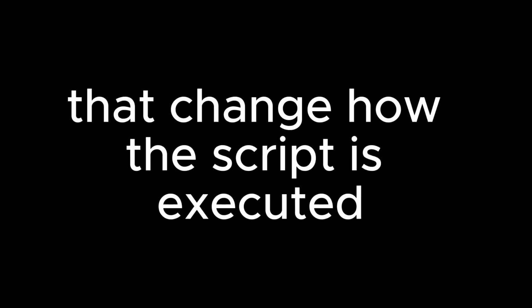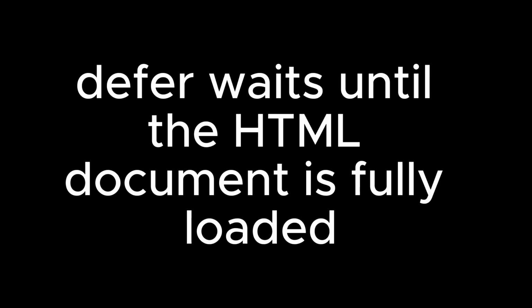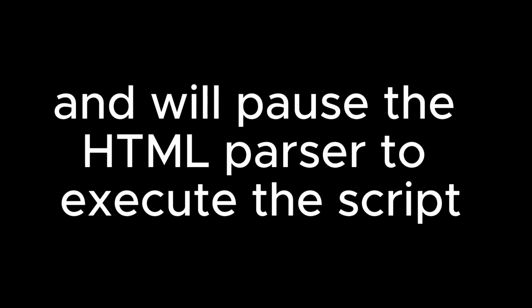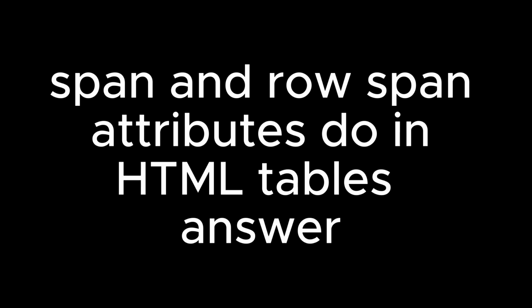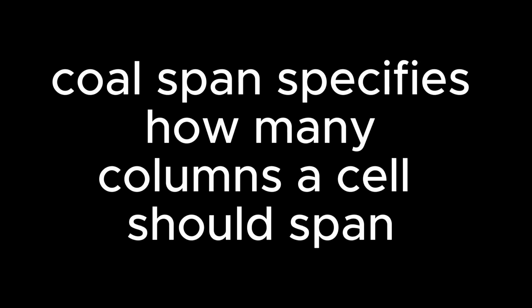Answer. Defer and async are attributes that change how the script is executed. Defer waits until the HTML document is fully loaded and parsed. Async does not wait and will pause the HTML parser to execute the script. Question 77. What do the colspan and rowspan attributes do in HTML tables? Answer. Colspan specifies how many columns a cell should span, and rowspan specifies how many rows a cell should span in a table.